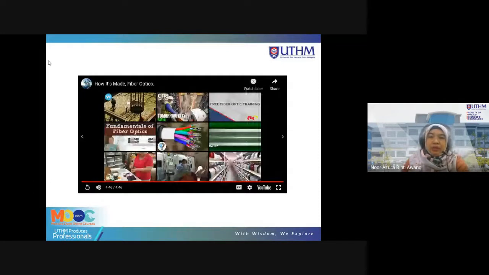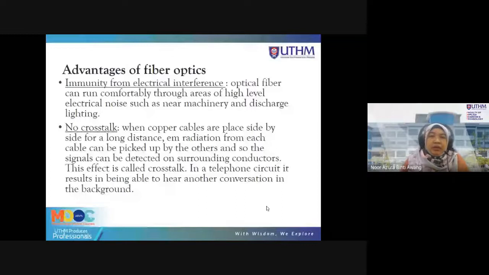So this is how to make the fiber optics. Okay, so these are the advantages of fiber optics that are different from the copper wire that I told you before. One of the advantages is the immunity from electrical interference. Immunity from electrical interference means the optical fiber can run comfortably through areas of high level electrical noise, such as near machinery and discharge lighting. Therefore, they are not affected by electrical interference and have no crosstalk.